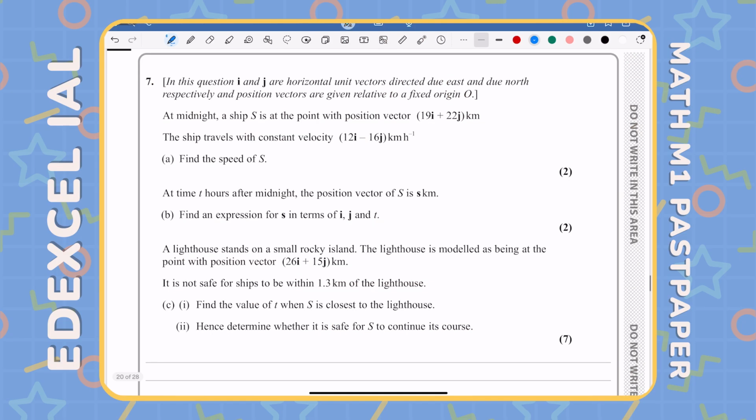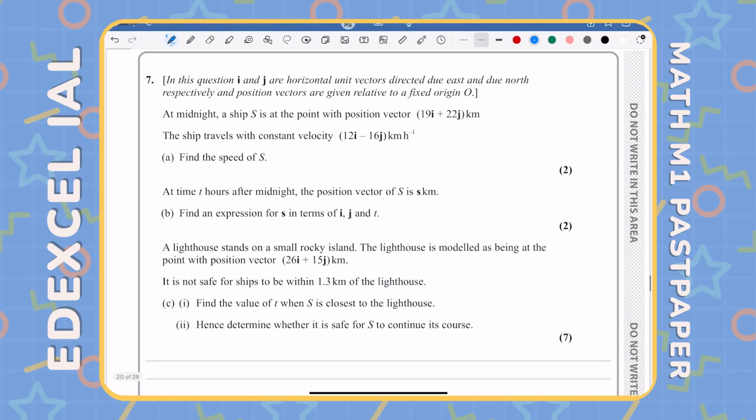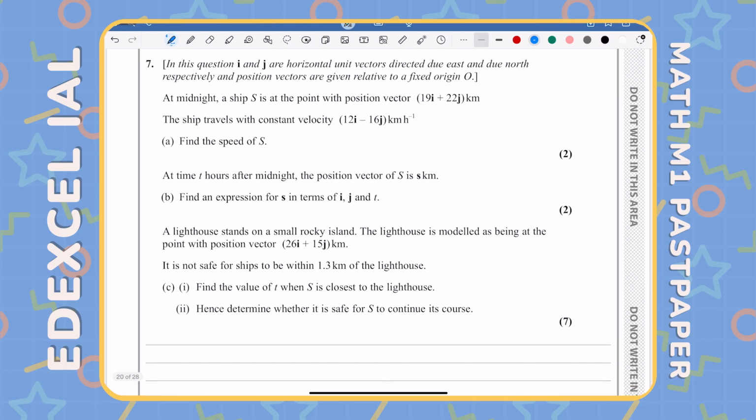All right, here's question number 7. Let's see what it says. In this question, i and j are horizontal unit vectors. Okay, so this is a question about vectors, velocity vectors. Let's see what it says. At midnight, a ship S is at the point with position vector.